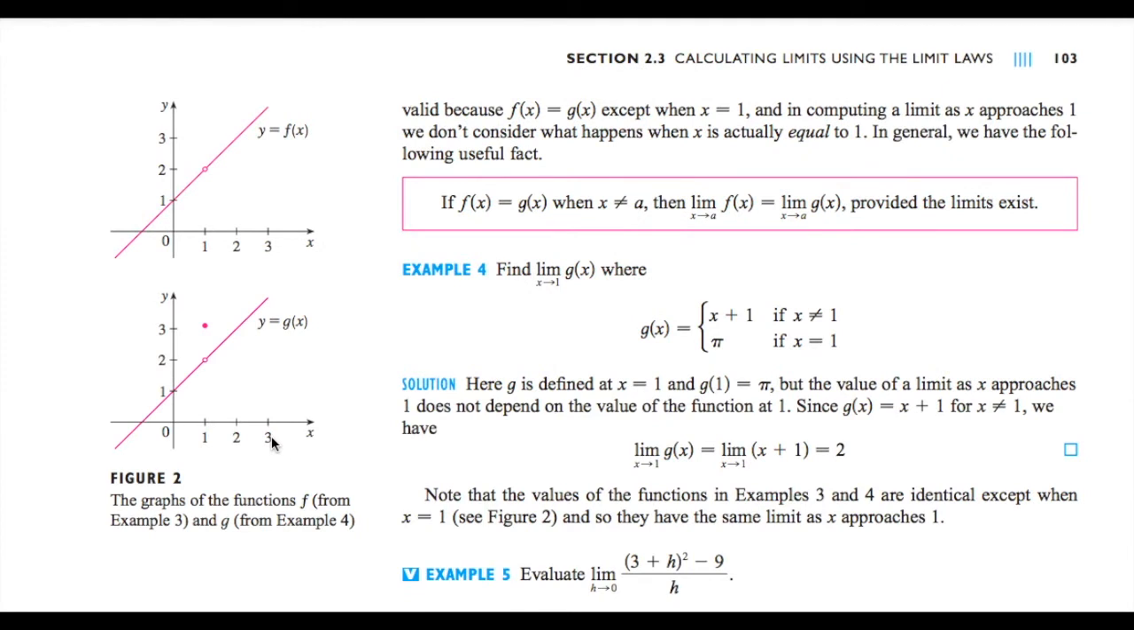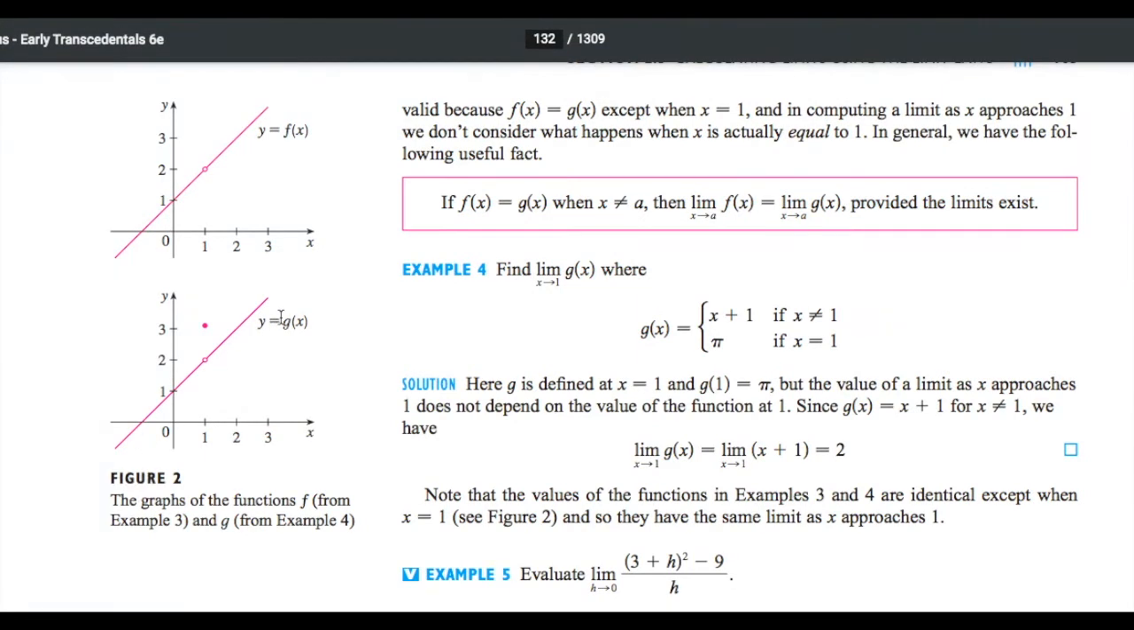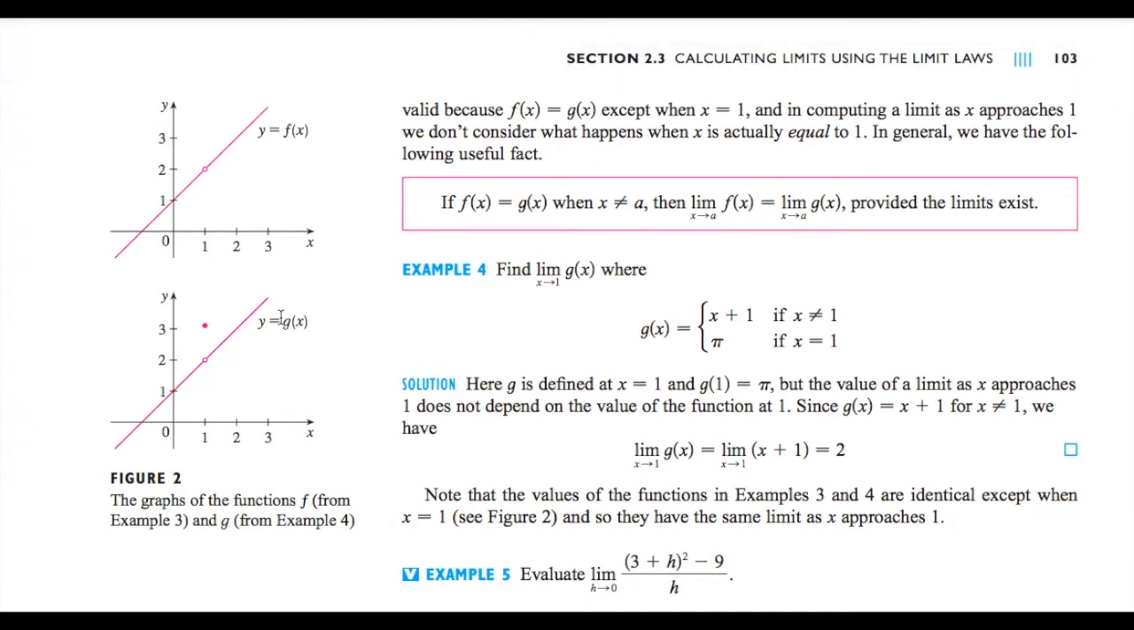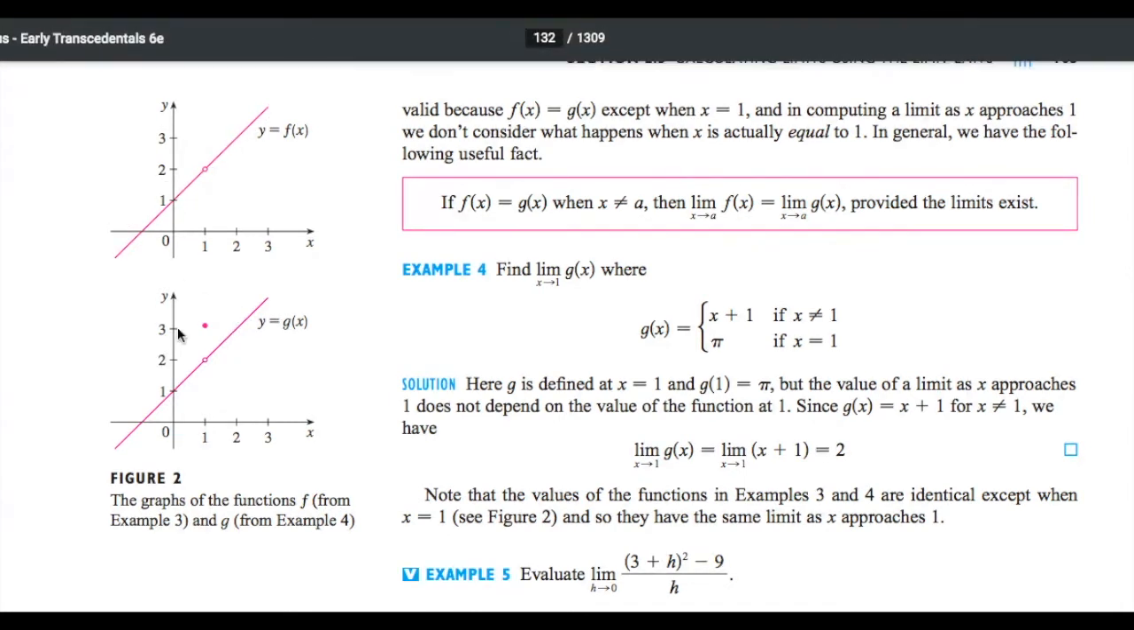Okay, so this is saying that if f of x and g of x are exactly the same everywhere on the function, except for at that instantaneous point A. So all the same, except for at 1. Then their limit at 1 is the same.